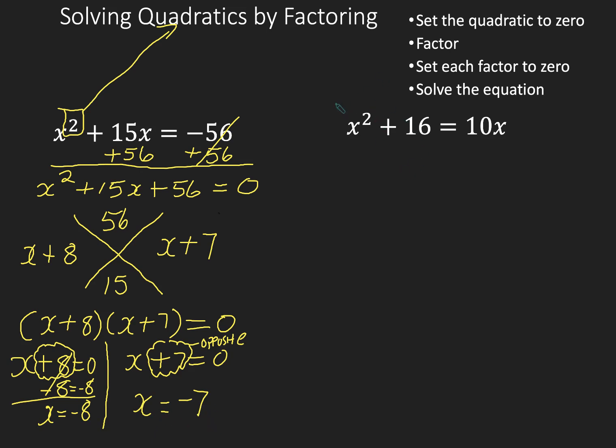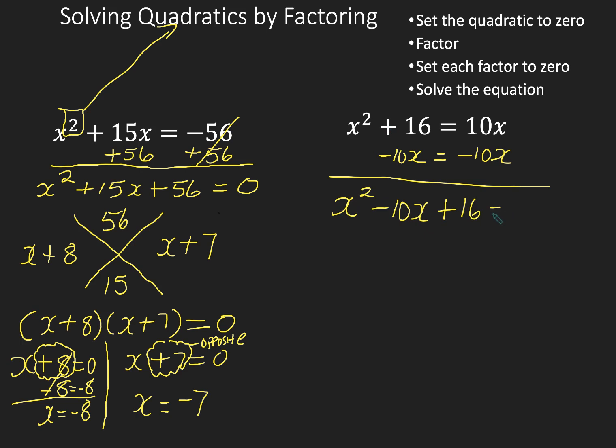Let's try this again. So I have x squared plus 16 equals 10x. Again, we must set to 0. So I must get rid of this 10x. So basically, I'm going to subtract 10x from both sides. So I'm subtracting 10x. Over here, I'm going to write minus 10x. Remember, write your quadratic in order. So it will be x squared first, then minus the 10x, and plus 16 equals 0.